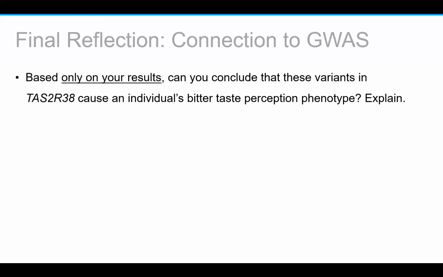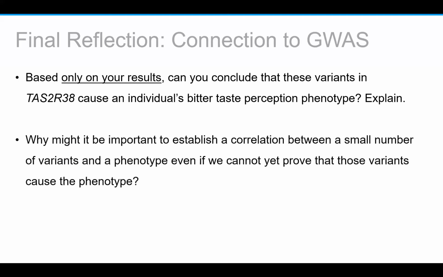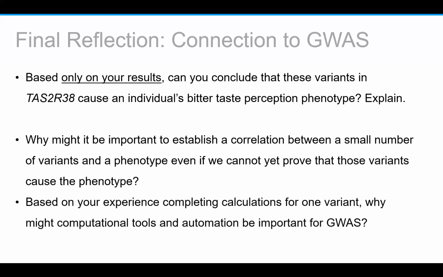This question allows us to connect back to GWAS, since a GWAS can only establish correlations or association and cannot be used to establish causation. We ask students to reflect on why it might be important to establish a correlation between variants and a phenotype, even if they cannot prove that those variants cause the phenotype. And finally, to connect back to the broader idea of bioinformatics, we ask students to reflect on this experience of performing calculations for one variant and consider why computational tools and automation are important for GWAS studies, which evaluate millions of variants across much larger populations.